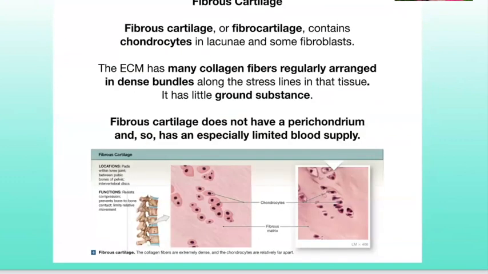Fibrous cartilage or fibrocartilage contains chondrocytes and lacunae and some fibroblasts. The extracellular matrix has many collagen fibers regularly arranged in dense bundles along the stress lines in that tissue. It has little ground substance. Fibrous cartilage does not have a perichondrium and so has an especially limited blood supply. And if you look in the slide on the bottom right, you can see that there are sort of streaks in the extracellular matrix, and those are regularly arranged bundles of collagen fibers.